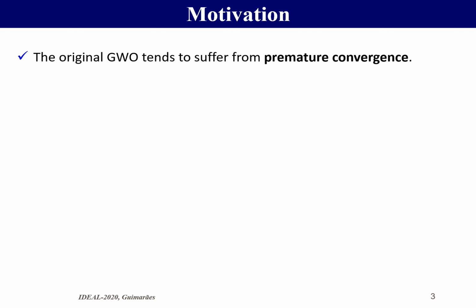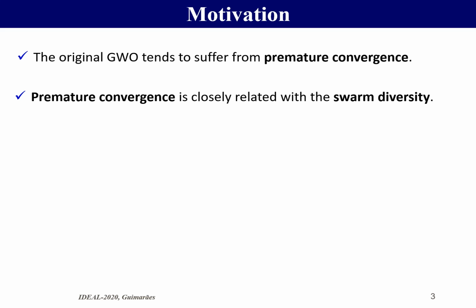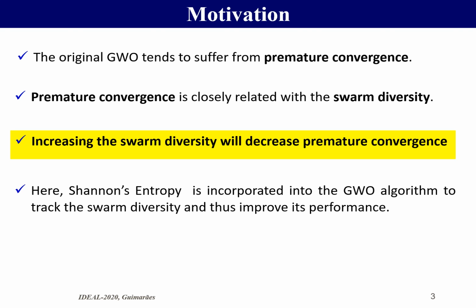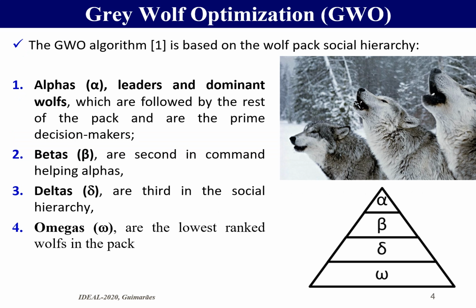One of the problems of the GWO is that it suffers from premature convergence. Premature convergence is closely related to the swarm or population diversity. So increasing the swarm diversity will decrease the premature convergence problem. So here in this paper, we propose the use of the Shannon entropy in the GWO algorithm to track the swarm diversity and thus improve its performance.